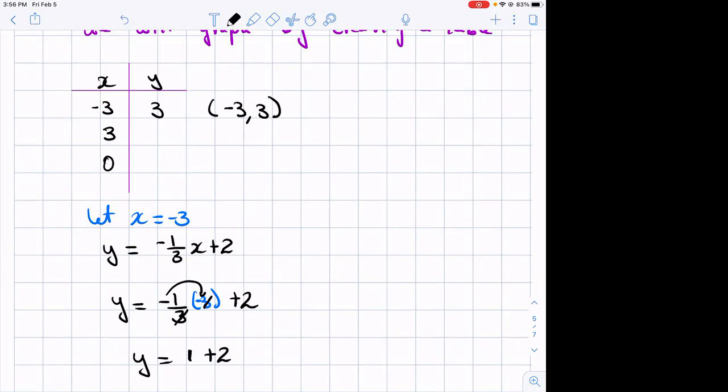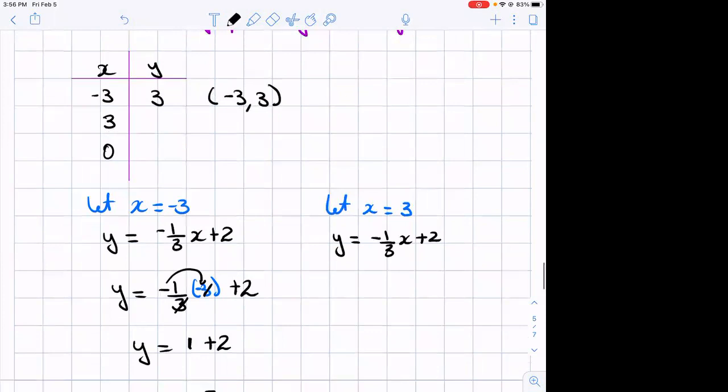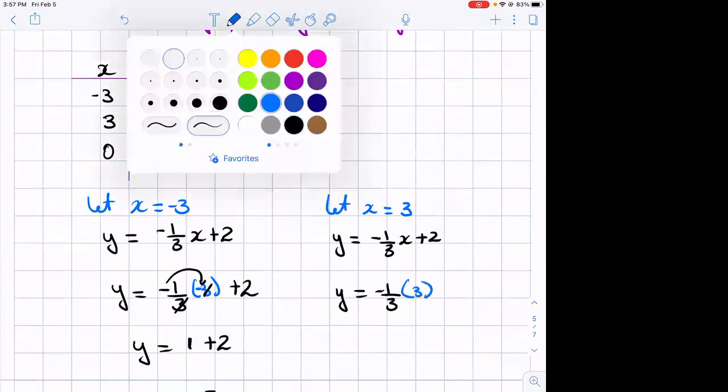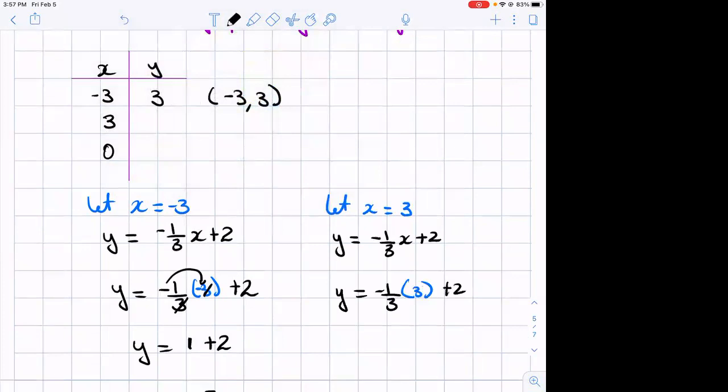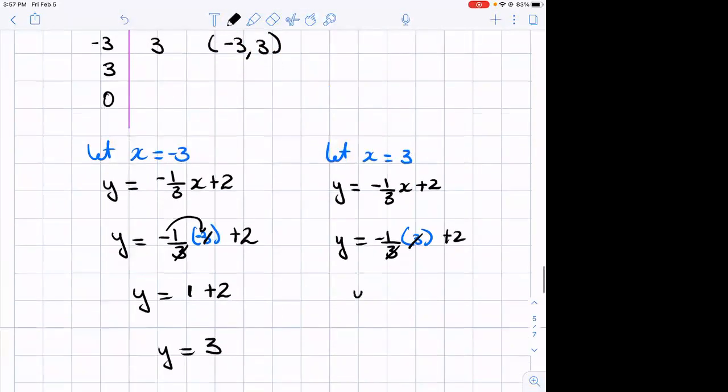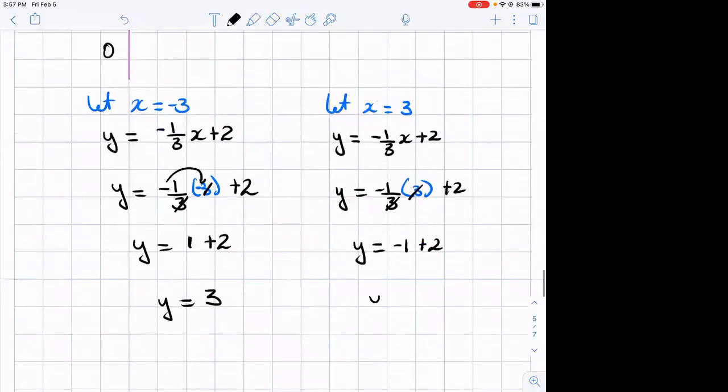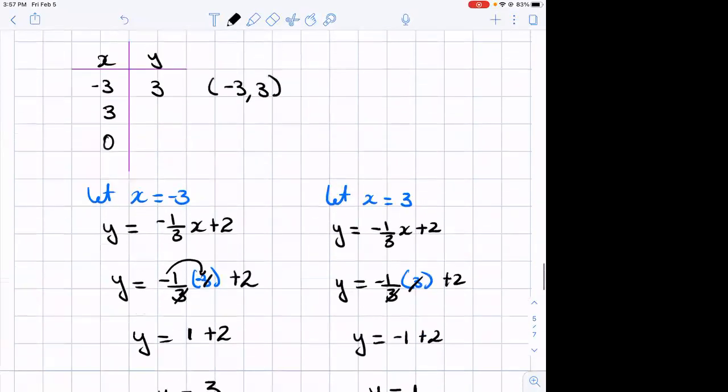What happens when we let x equal +3 now? Well, same idea. y is equal to -1/3 x plus 2. And we will now replace that x value with +3. By doing that, this 3 will cancel with that 3. So we have y is -1 plus 2. Therefore, y is equal to 1. So my ordered pair is 3, 1.